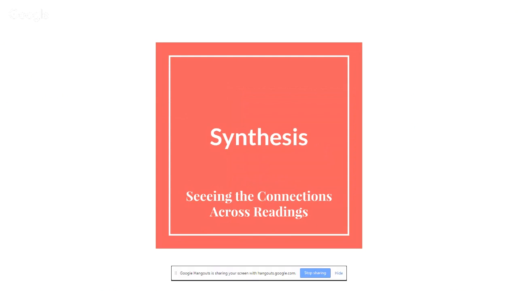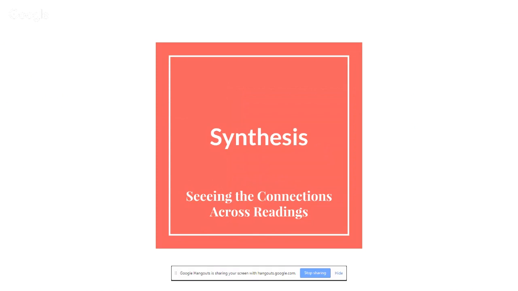so to speak. But when someone asks you to synthesize in an English class, what they're asking for is they want you to see connections across readings. So whether those connections are the two readings agree with each other, or the two readings disagree with each other, or maybe it's not about agreement or disagreement.